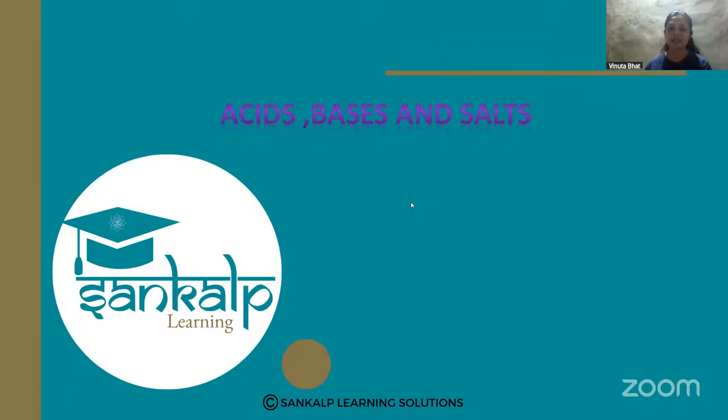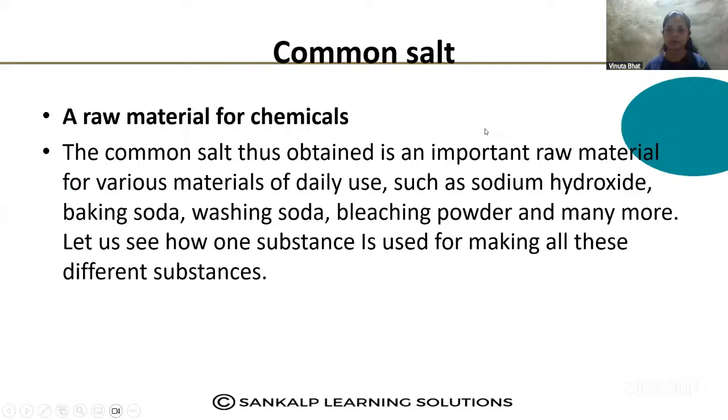I hope acids and bases are completely understood. So let us move to the next part of this chapter, that is salt. What is the pH of the salt, how salt is obtained, how we can decide the pH of the salt, that we have completed in the last class.